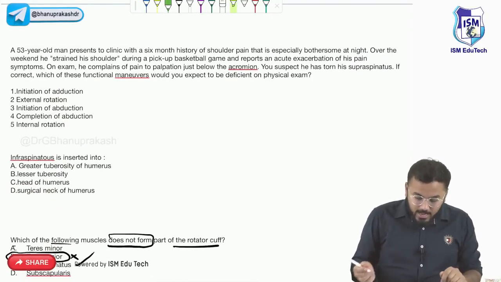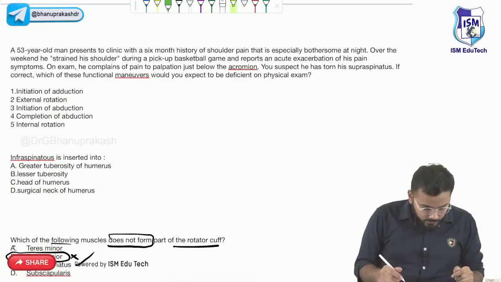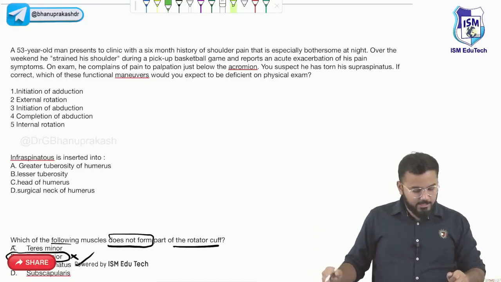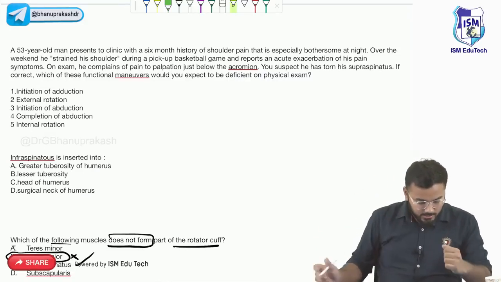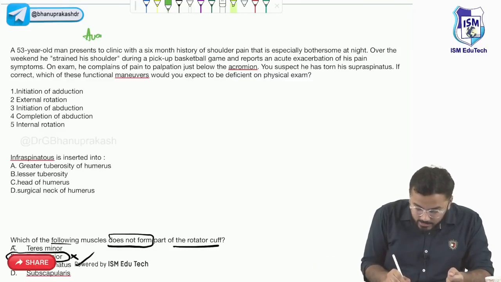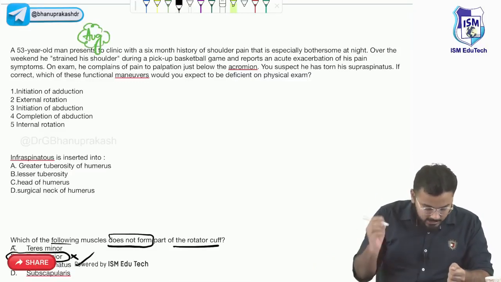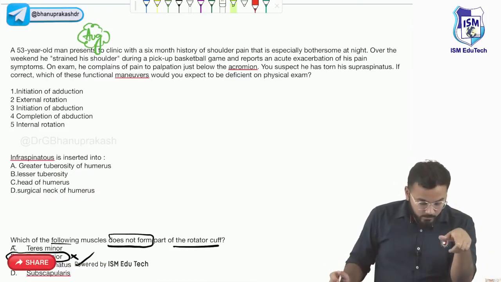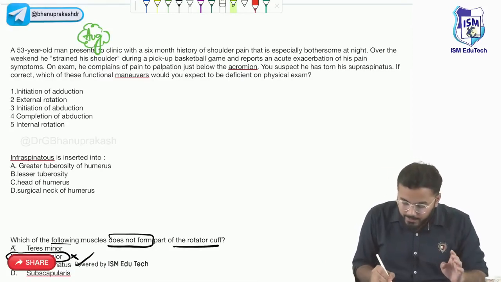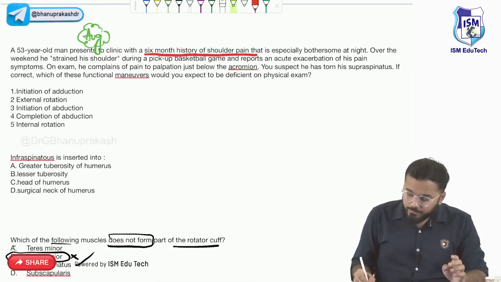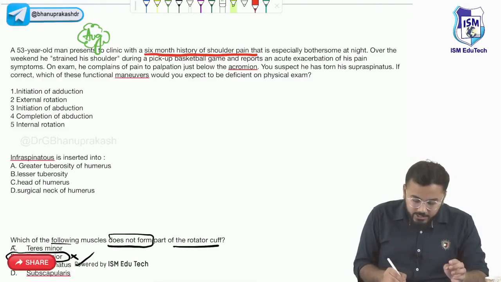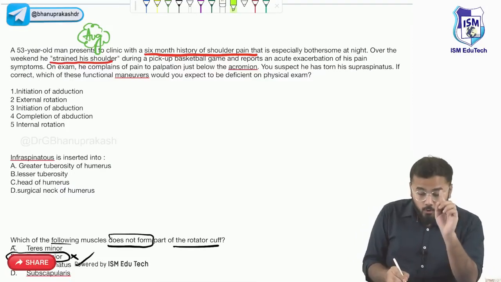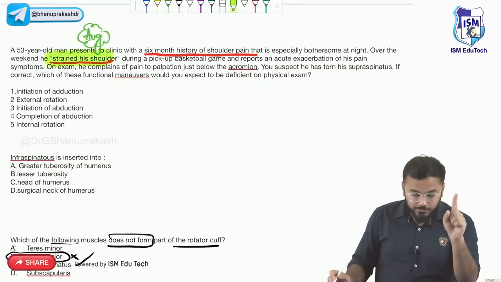After this session, we shall have a session on thorax, I mean, in the subsequent sessions. This question was asked in the August exam, where the first time clinical pattern was set up. Look here. A 58-year-old man presents to the clinic with a 6-month history of shoulder pain. Over the weekend, he strained his shoulder. What did I say earlier? Overuse of the shoulder should not be done.